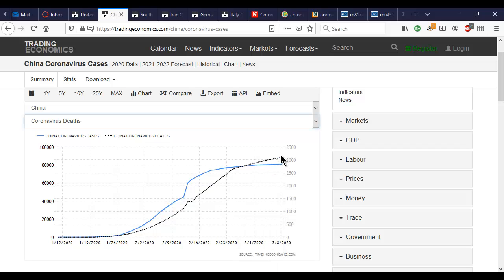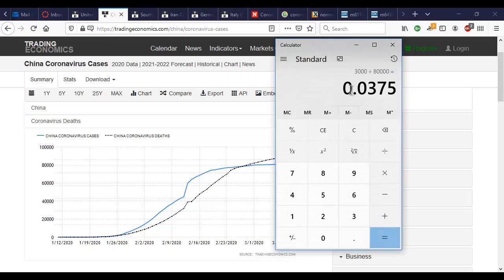If we divide 3,000 by 80,000, we can see the percentage of infected people who died. It's about 3.75%, about 4%. As we saw in the previous video, it mostly affects older folks, and folks with poor immune systems are particularly at risk. Younger, not so much. In the previous video, we saw that if you're under 40, you have about a 0.2% chance of dying.